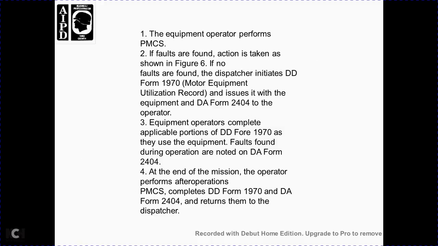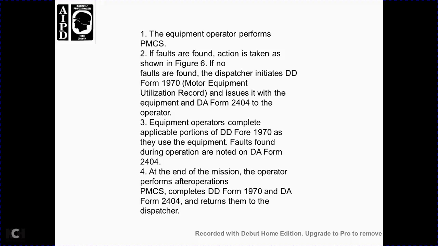The equipment operator performs the preventive maintenance checks, and any faults found are noted. As shown in figure 6, the dispatcher issues the DOD Form 1970, the motor equipment utilization record, and issues the equipment with the DA Form 2404, the equipment record. The equipment operators complete the applicable portion of the DOD Form 1970, as usual, noting equipment faults found during the operation on the DA Form 2404. At the end of the mission, operators perform the after-operation preventive maintenance checks and services and complete the DOD Form 1970.